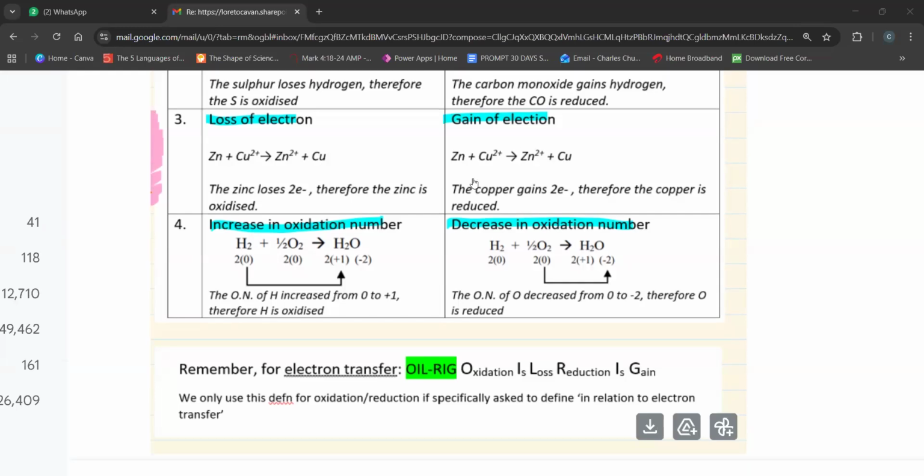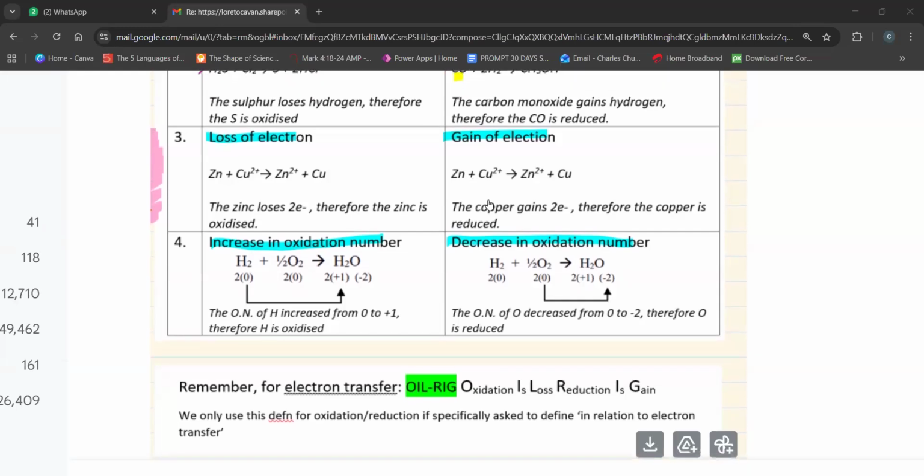On the flip side, for reduction, copper, which is the one reacting with the zinc. I think this is a very perfect example. So one is being oxidized in the same equation.